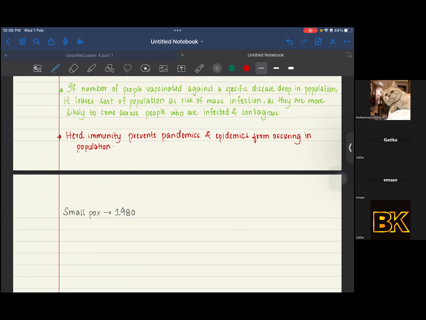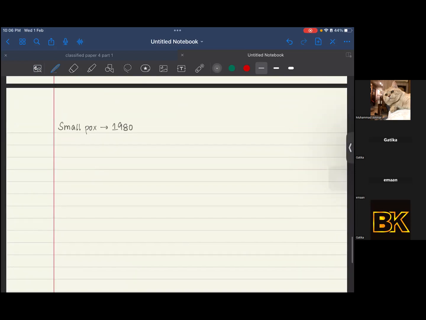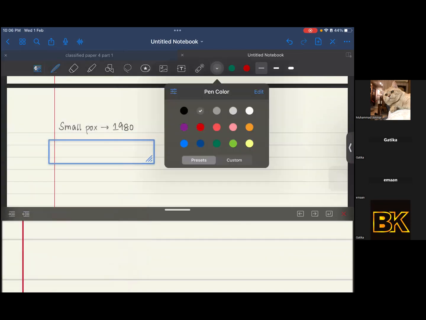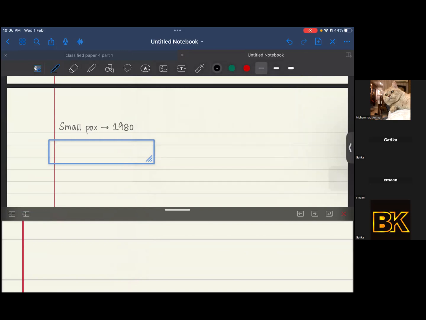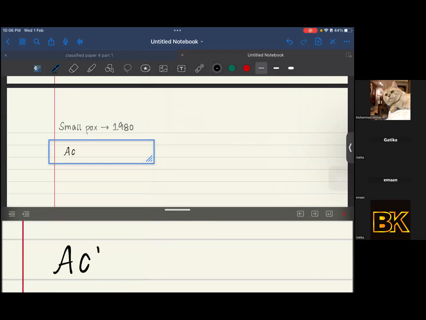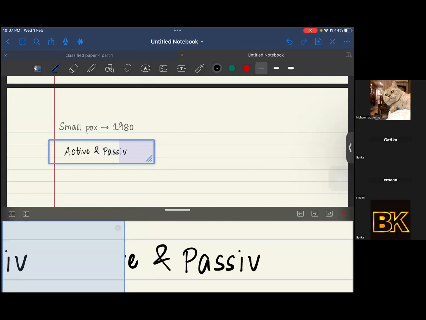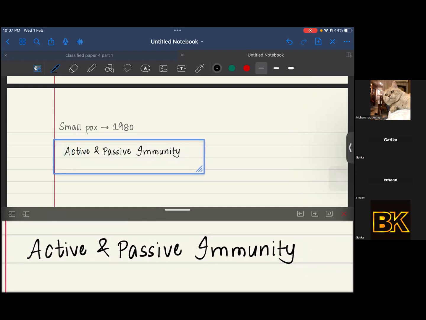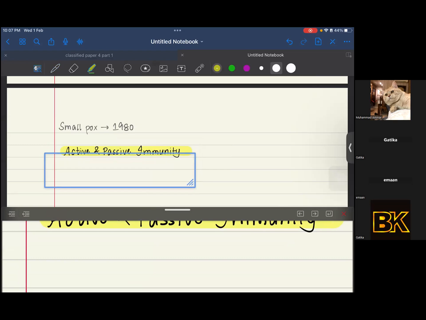No. Okay. So now I would like to move to active and passive immunity, as you guys do not have any doubts. Active and passive immunity. Do you guys have any idea about active and passive immunity? Any of you? No, I don't have any idea. Iman, what about you? No.